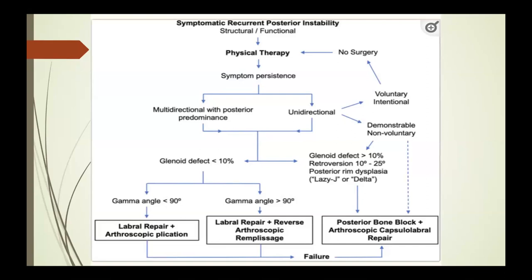Then if it's non-voluntary, you should always look for glenoid defect, retroversion, or posterior rim dysplasia. If all those are present, we should plan for posterior bone block plus arthroscopic capsulolabral repair. When coming to multidirectional posterior instability, if the glenoid defect is less than 10% and the gamma angle is less than 90 degrees, go only for labral repair and arthroscopic plication. If the glenoid defect is less than 10% but the gamma angle is more than 90, you should plan for labral repair plus reverse arthroscopic remplissage. If these two procedures fail, then go for posterior bone block and arthroscopic capsulolabral repair.